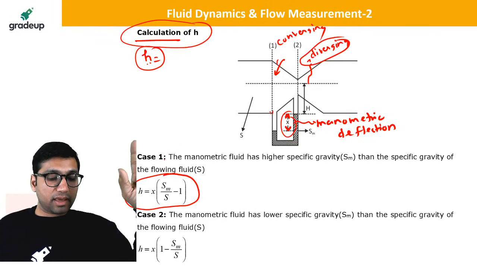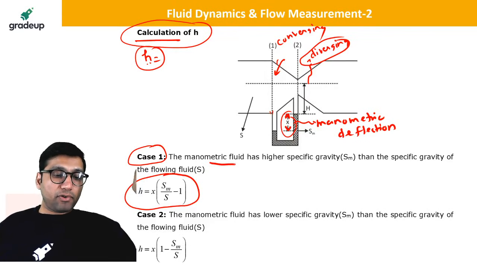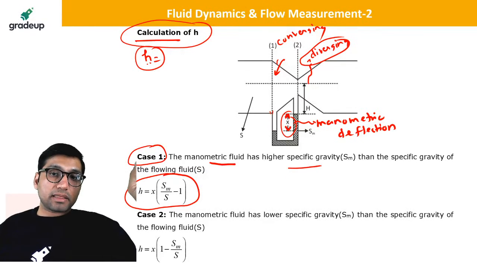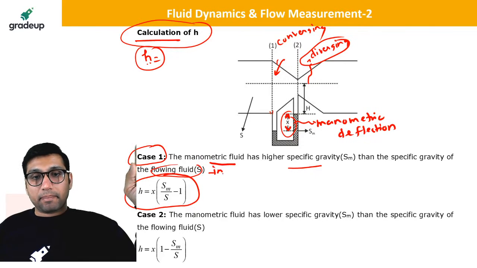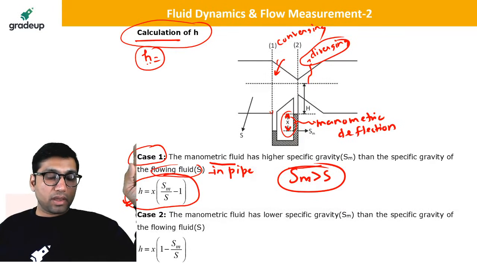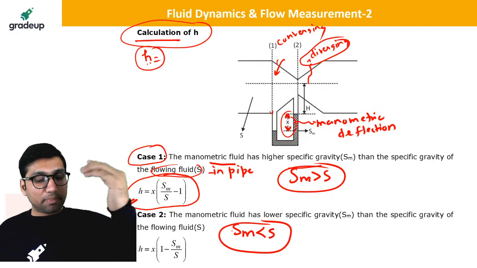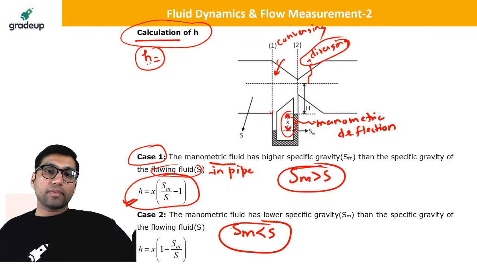Now there are two cases here, my dear students. If the manometric fluid flowing inside the manometer has a higher specific gravity than the specific gravity of the flowing fluid inside the pipe, if the specific gravity of the manometric fluid is greater than S, then the value of H will be this. But if the specific gravity of the manometric fluid is less than the specific gravity of the fluid flowing inside the pipe, then this will be the formula of H.